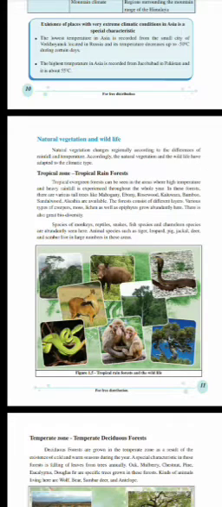And let's talk about natural vegetation and wildlife. Vegetation and organisms vary from region to region based on rainfall and temperature. Tropical zone, tropical rainforest; temperate zone, deciduous forest; frigid zone, coniferous forest.